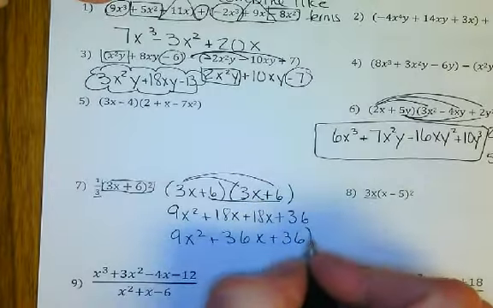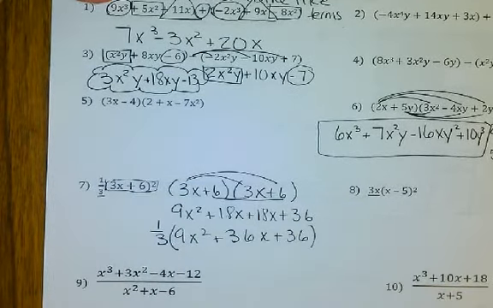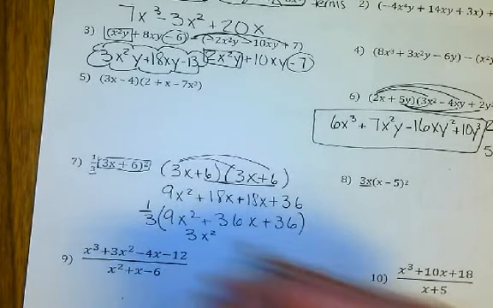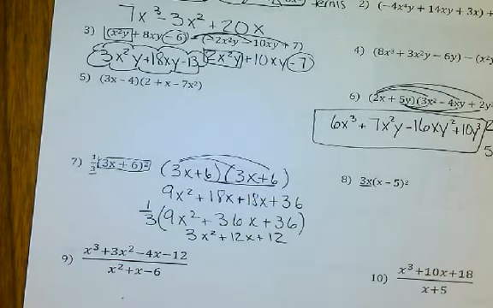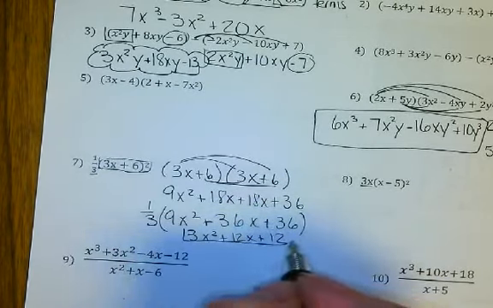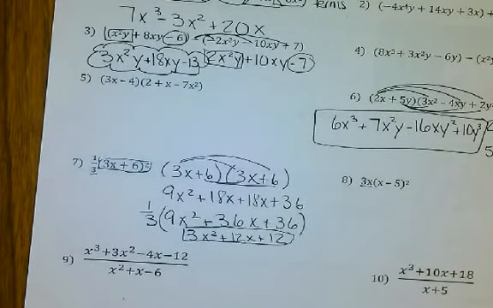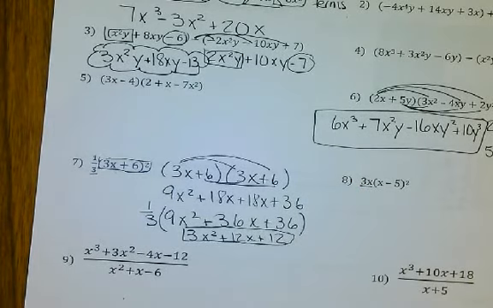Now I'm going to multiply the whole thing by 1/3. Because it's 1/3, I'm really just going to divide each of these by 3. And so I'm going to end up with 3x squared plus 12x plus 12. And that would be my final answer. So again, the most important thing is to make sure you square that times itself, and then at that point, multiply it by what's on the outside.